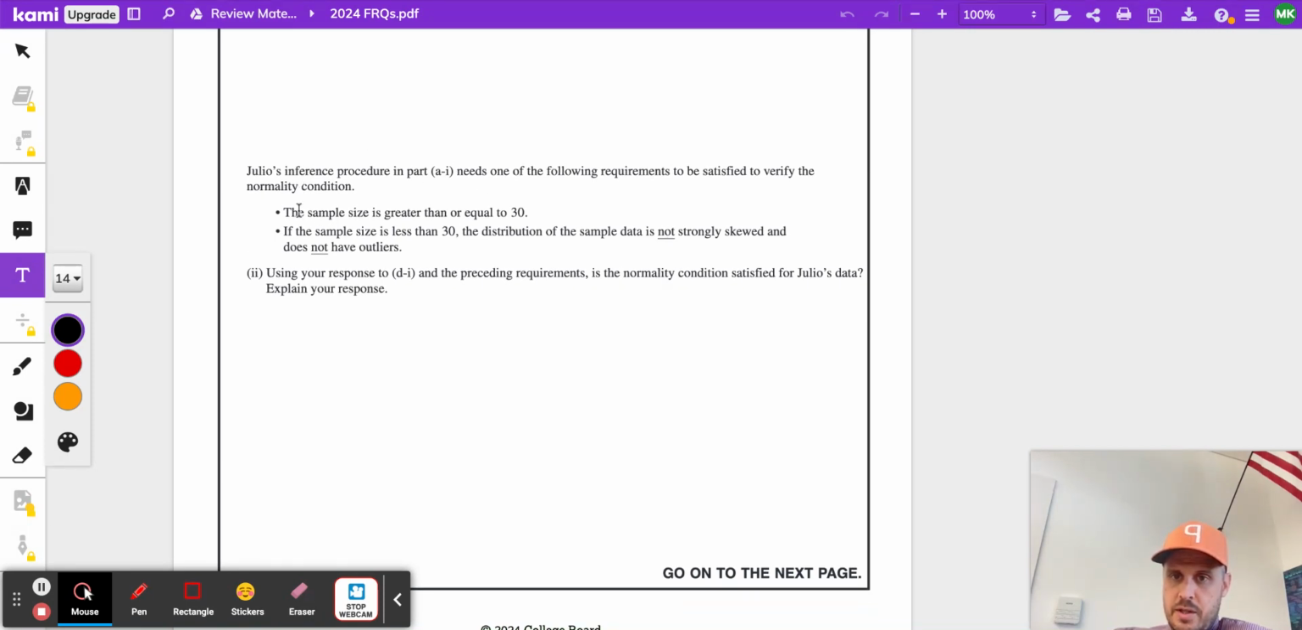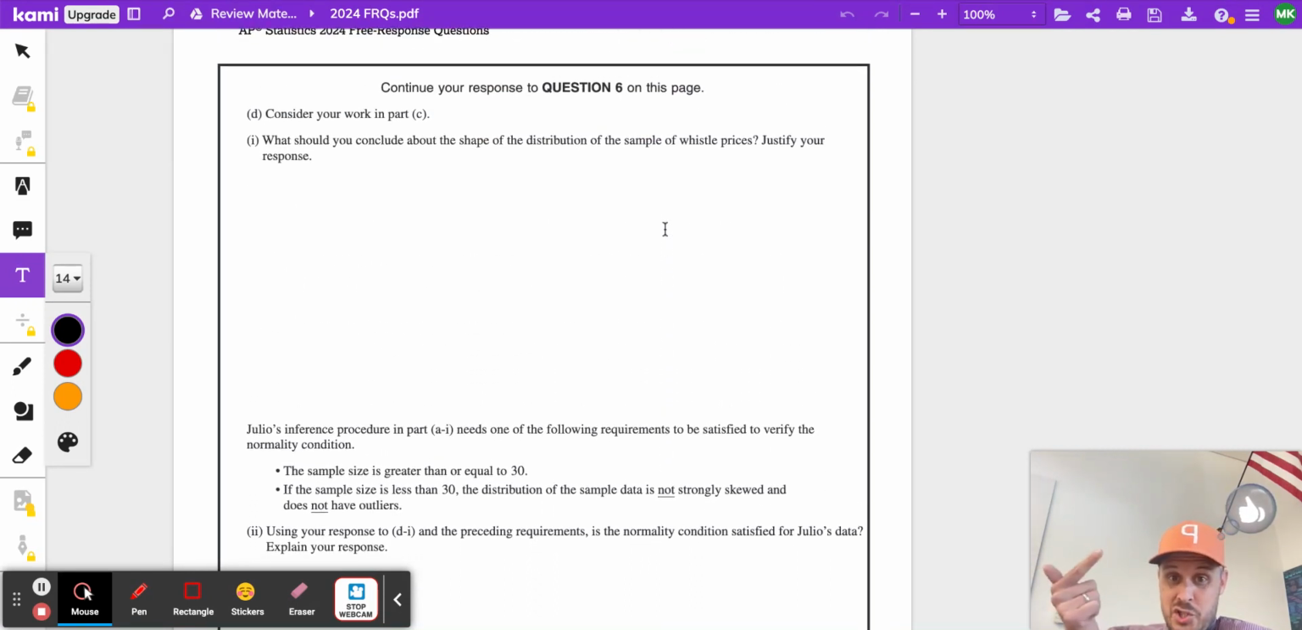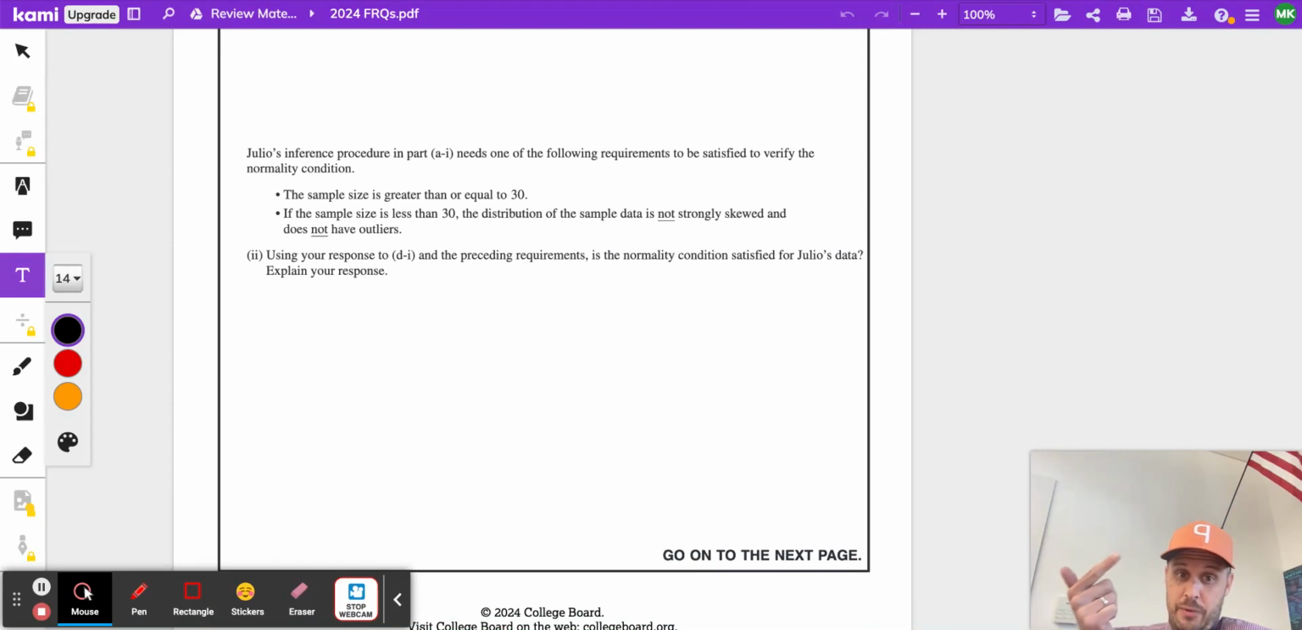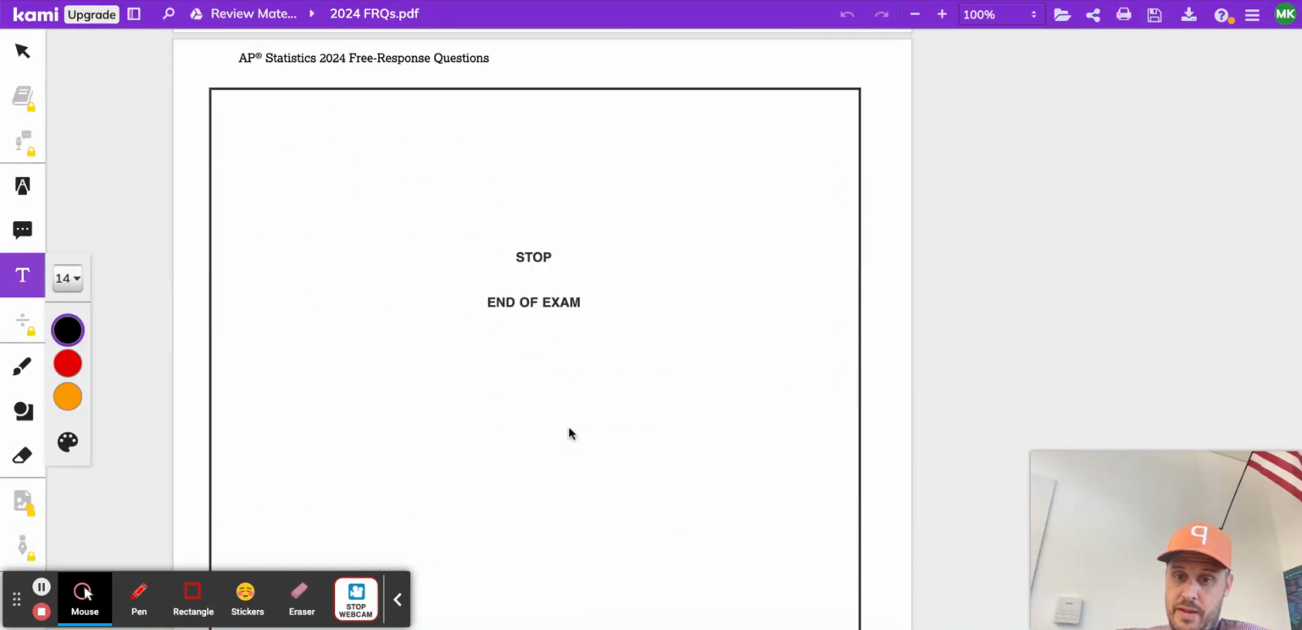Julio's inference procedure requires a sample size greater than or equal to 30. If it's not, the distribution must not be strongly skewed and must not have outliers. Is the normality condition satisfied? Well, it needs to be. If we are less than 30, the sample data we just said is strongly skewed to the right, and therefore, no, we have not met the normality condition for this.